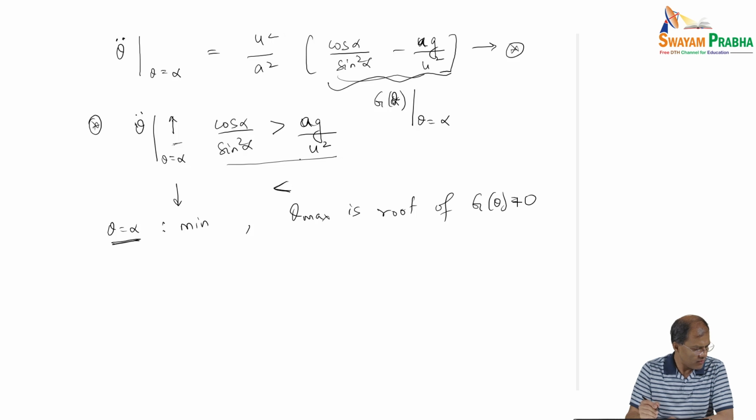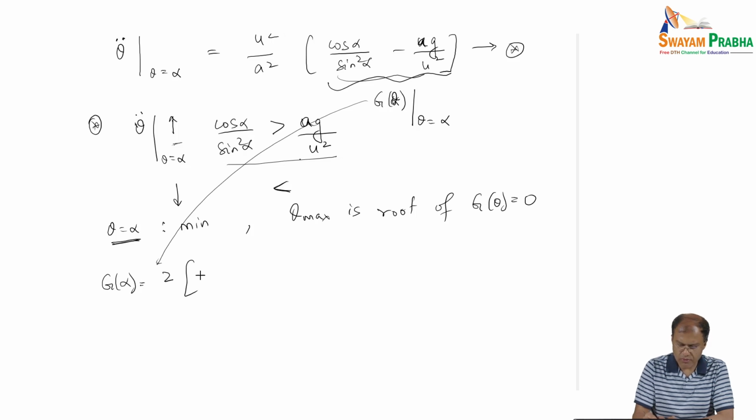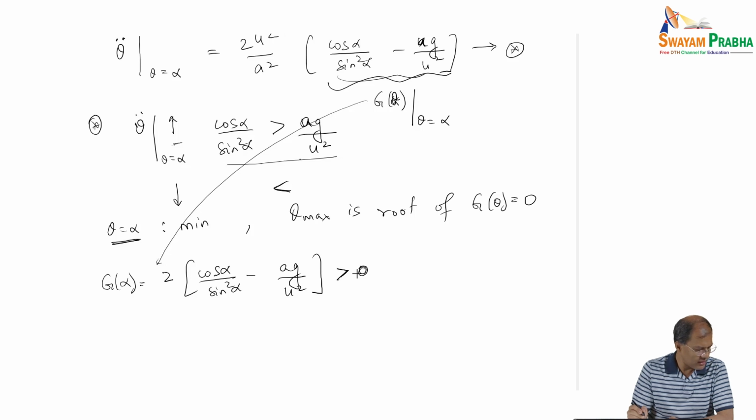There is one more observation I want you to see. If we look at g alpha again, g alpha is 2 times cos alpha by sine square alpha minus ag by u square. So this quantity is greater than 0.